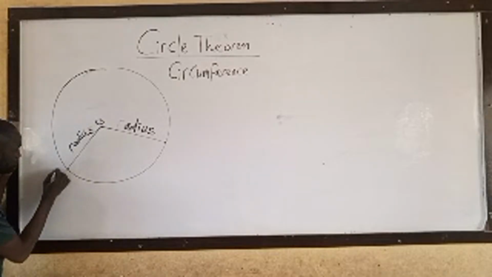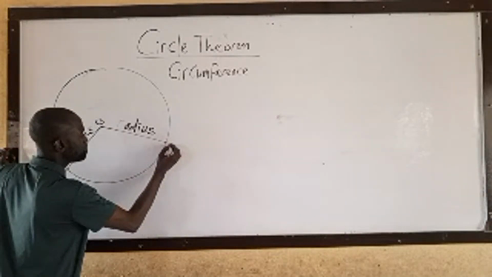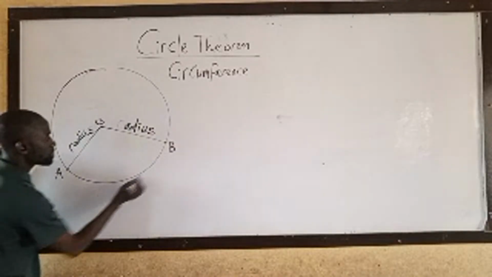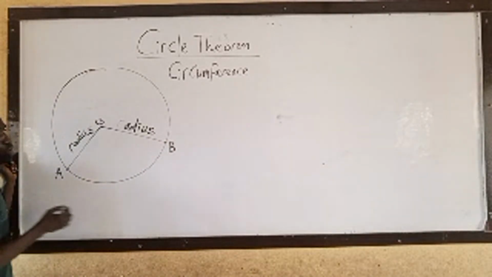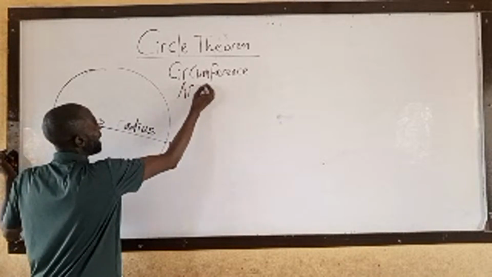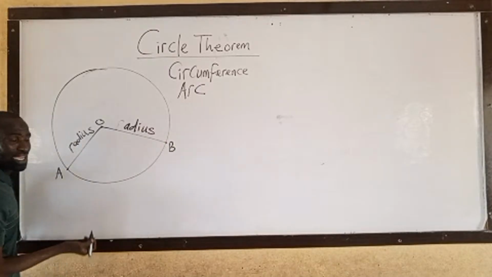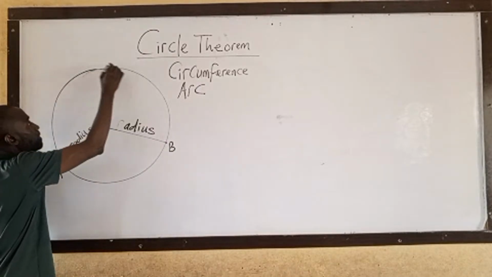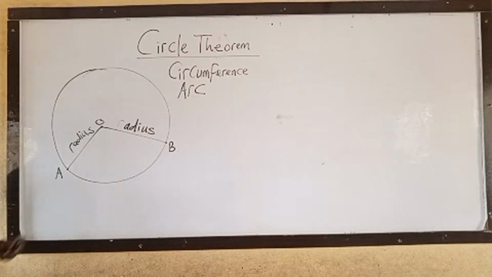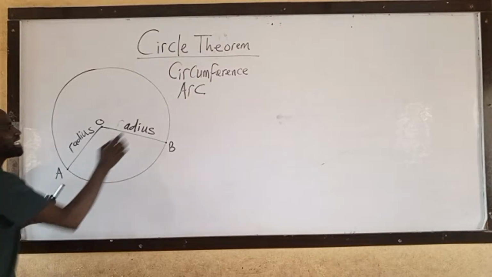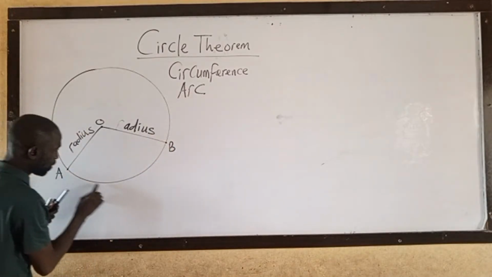Now, suppose I label this space A, I label this space B, are you with me? From here to here is what we call an arc. So an arc is just a part of the circumference. This space to this space is an arc. From here to this place is also an arc. So an arc is a part of the circumference of the circle.